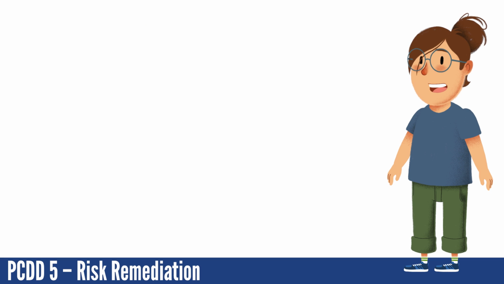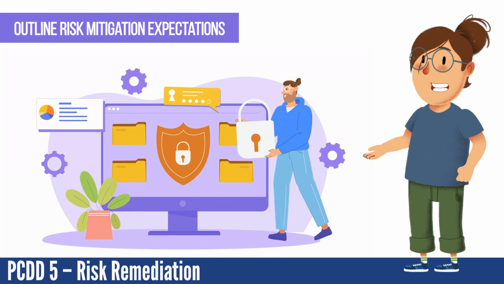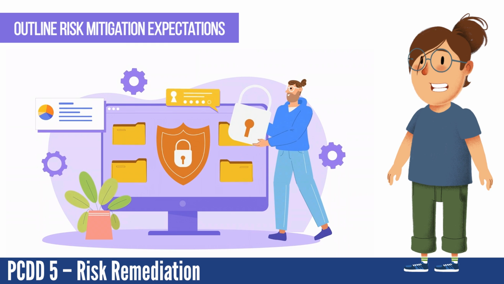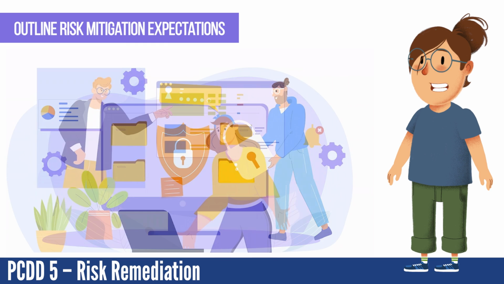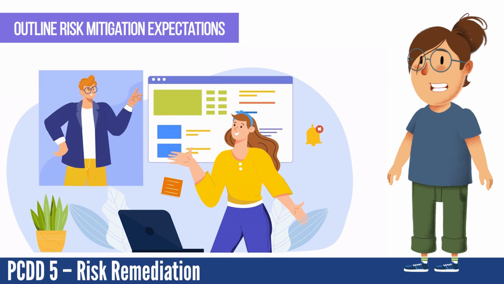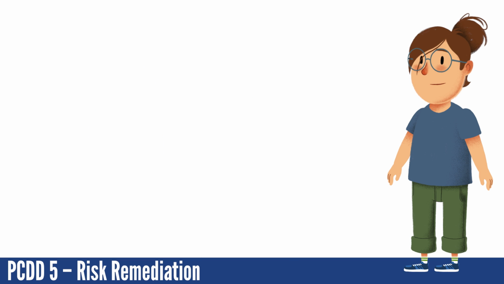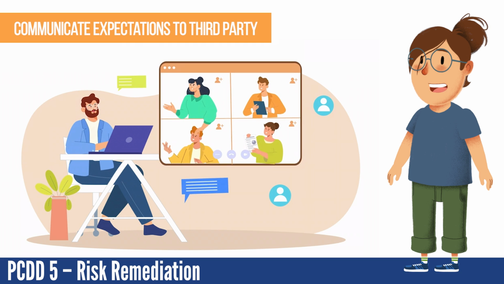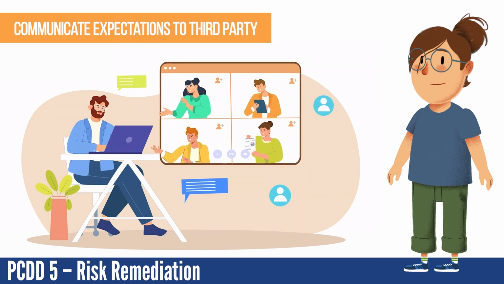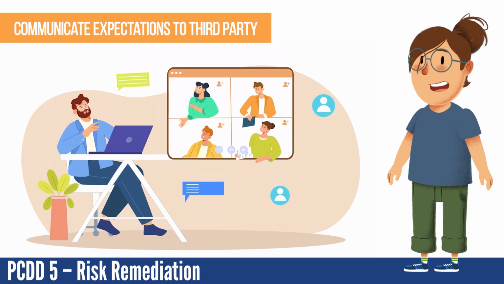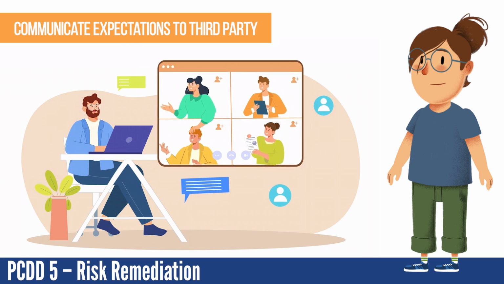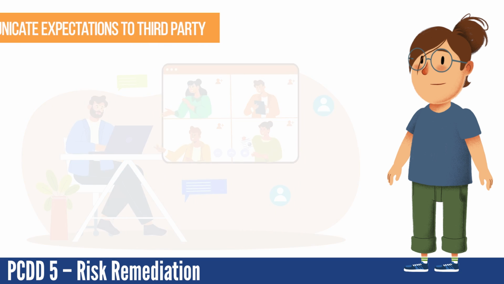For each documented risk, outline risk mitigation expectations. These expectations should be broad in nature and not prescriptive, but detailed enough to communicate your organization's expectations for risk mitigation by the third party. Communicate the documented risks and mitigation expectations to the third party for validation of the risk and finalization by the third party of the risk mitigation plan.